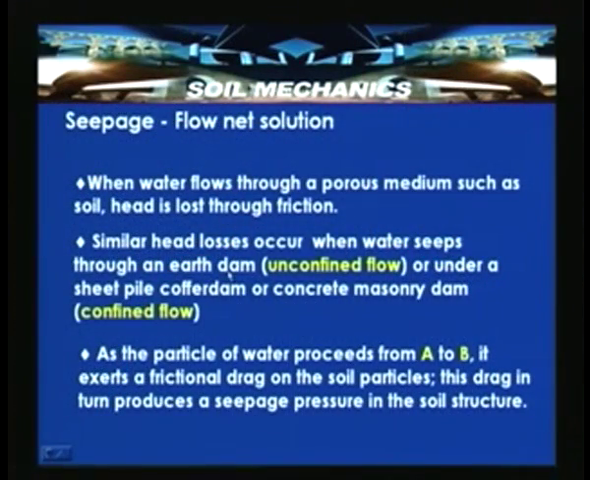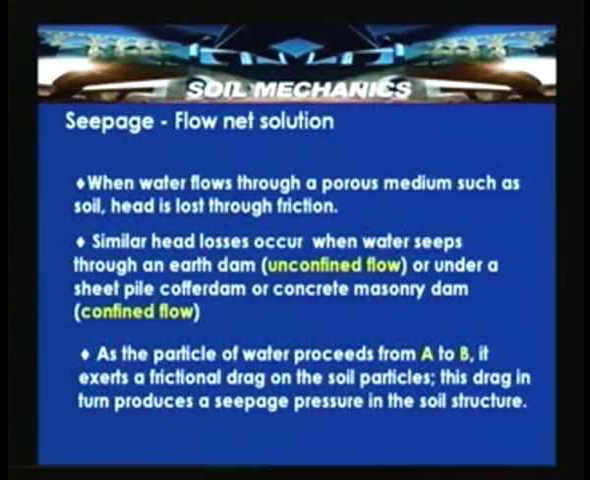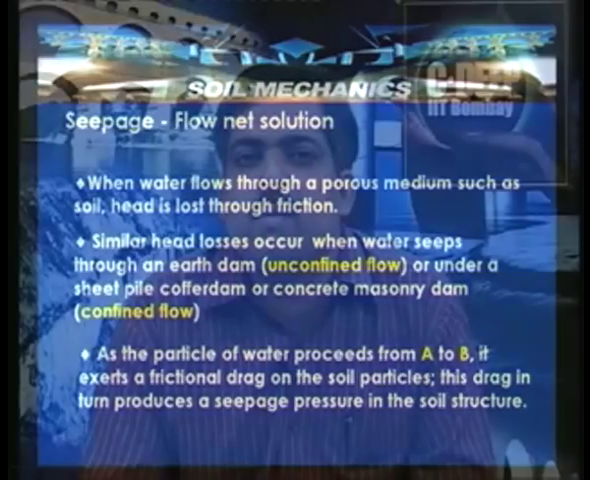An earth dam is an example for unconfined flow conditions, as we discussed. And under a sheet pile coffer dam or a concrete masonry dam, the confined flow conditions can be provided.